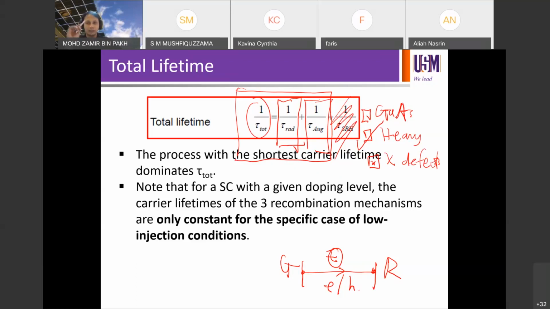Look at this total lifetime equation. What if we have crystalline silicon, lightly doped, full of defects? Crystalline silicon, lightly doped, full of defects. So now your total lifetime becomes what? What do you get for the total lifetime equation? Crystalline silicon, what was it? Lightly doped, just write down light, defective, full of defects. So what do we have?